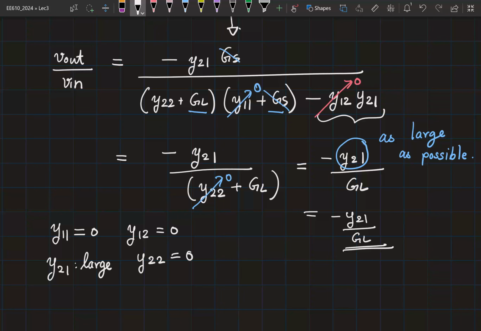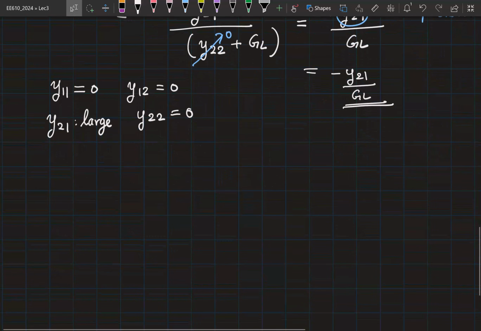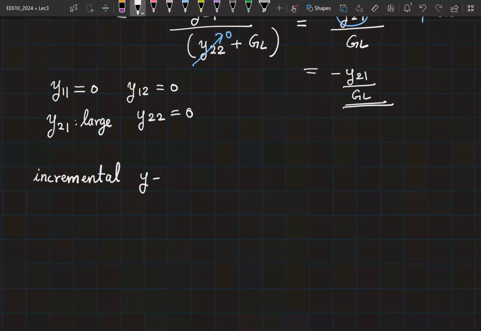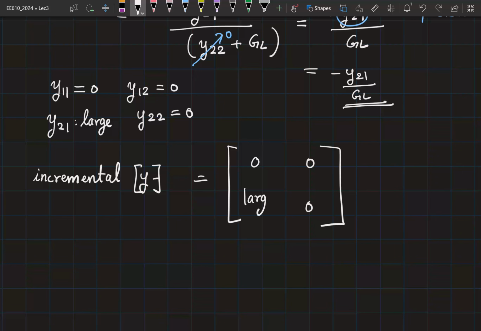Did we achieve all of our items in the wish list? No, gain is still dependent on GL. This is life. You can't achieve all the items in your wish list. We just have to deal with it. Okay. So now our incremental Y matrix looks like this. You have 0, 0 and 0 here and a very large value here. That's it. So if we can find a device that can give you an incremental Y-parameter network like this, that is a really good candidate to start designing amplifiers.